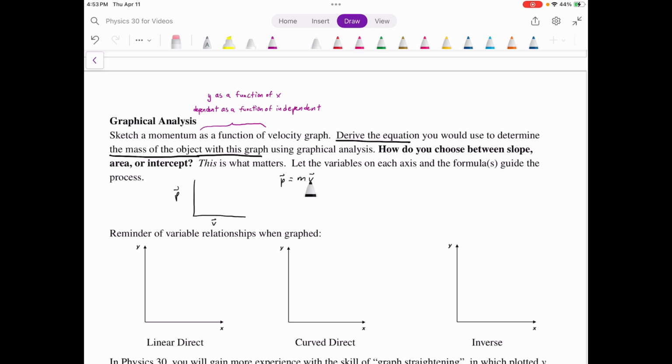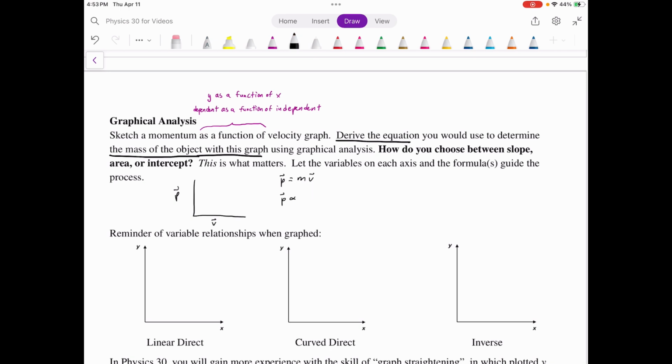So when we double the velocity, what do we do to the momentum? I think we just double it, right? There's no squaring or square rooting or anything funky like that going on. If I triple the velocity, I triple the momentum. If I quadruple the velocity, I quadruple the momentum, right? It's a direct linear relationship.